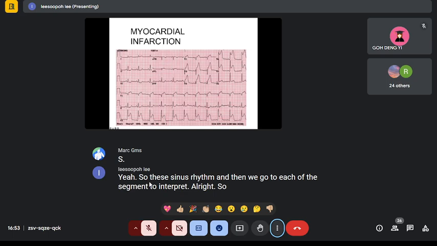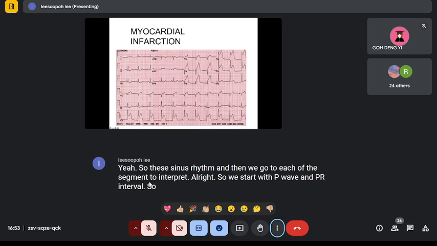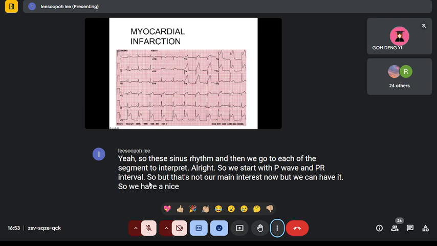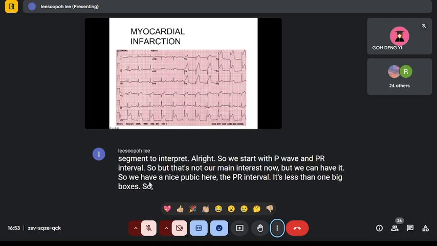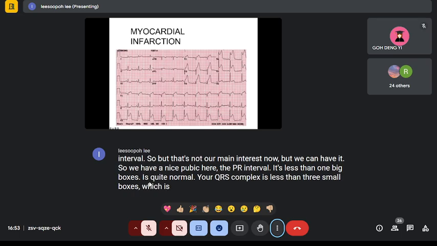All right, so we start with the P wave and PR interval. That's not our main interest, but we can have a look. We have a nice P wave here. The PR interval is less than 1 big box, so it's quite normal. Your QRS complex is less than 3 small boxes, which is quite good.